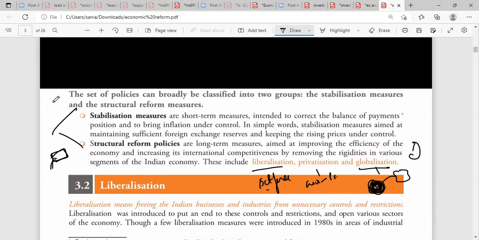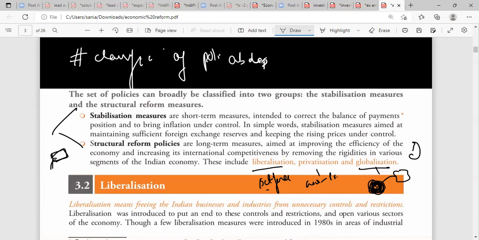So you will write a hashtag, policies adopted by India. First you will write hashtag, policies adopted by India. Or you can write, classification of policies adopted by India. And after that, first, second. Or you can write, the set of policies can broadly be classified into two groups. And then first, second.